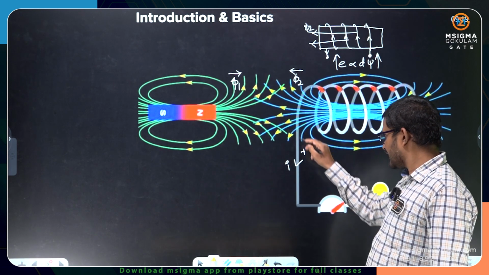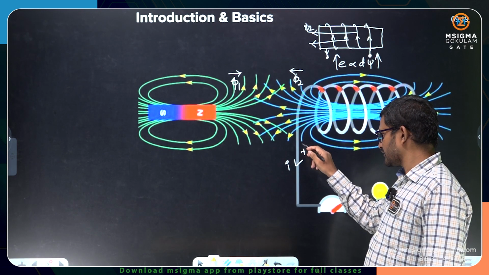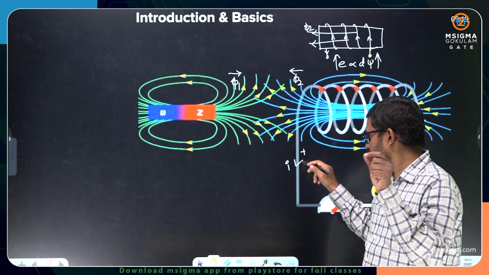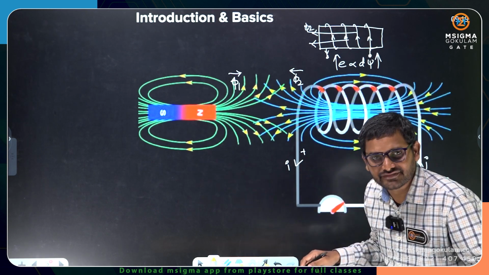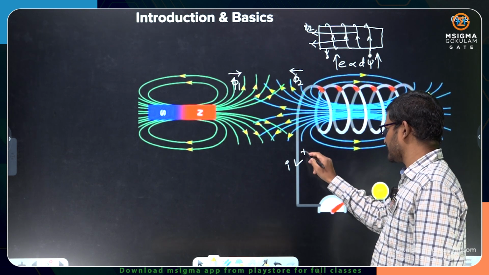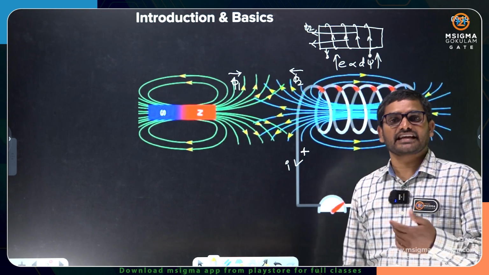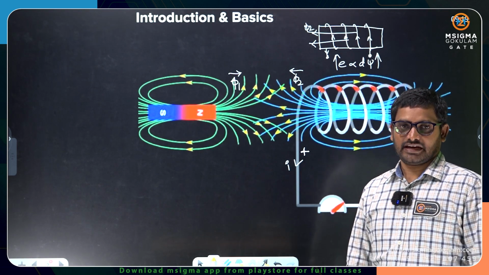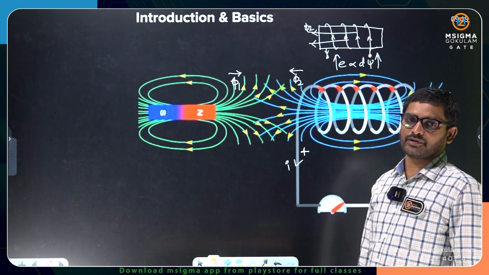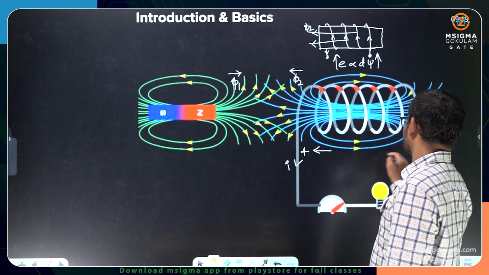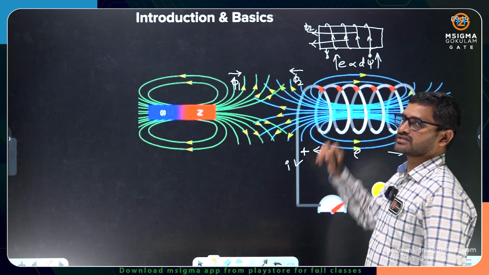So whatever the terminal from where the current leaves, that terminal is taken as the positive terminal. In an active element, the current leaves from the positive terminal, so that is the reason why I have taken this as the positive terminal. So this is the polarity of induced EMF across the coil.